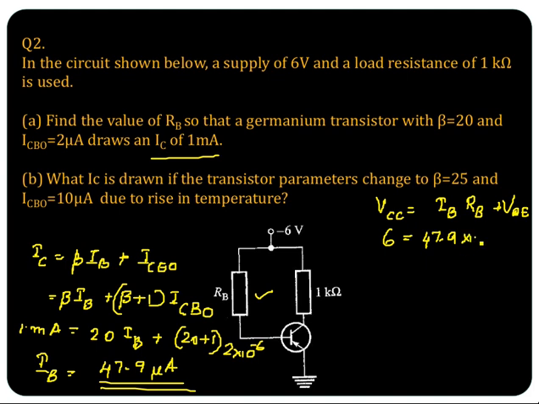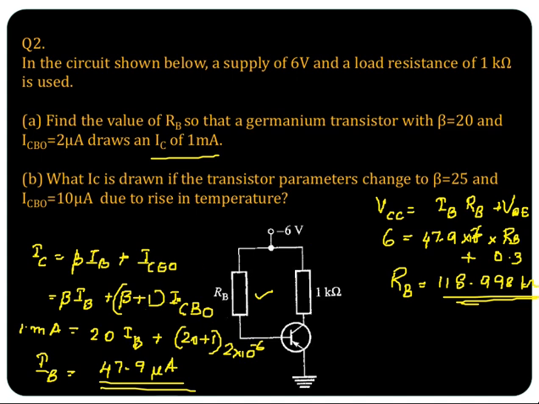47.9 into 10 raised to minus 6 into RB plus VBE. What is VBE for a germanium transistor? It will be 0.3 volt. So you can find out the value of RB. What is RB here? 6 minus 0.3 divided by 47.9 microampere. So it will be 118.998 kilo ohm. So you got the value of RB.